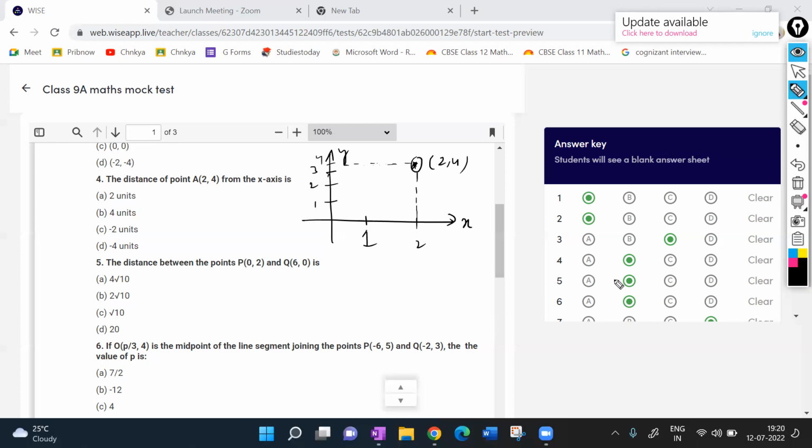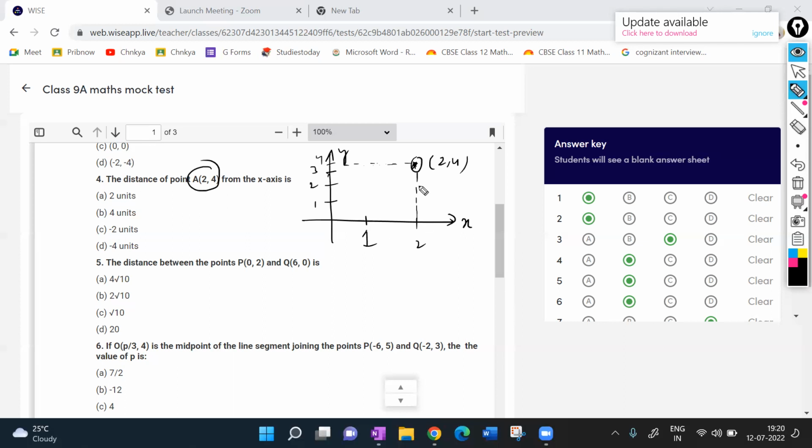Now or else, if you do like that, we have to equate it to 0 and I would get the x value, but we shouldn't do all that. So this is a simple way you have to do. The point (2, 4) is given here. From the x-axis, we have to take how far it is.